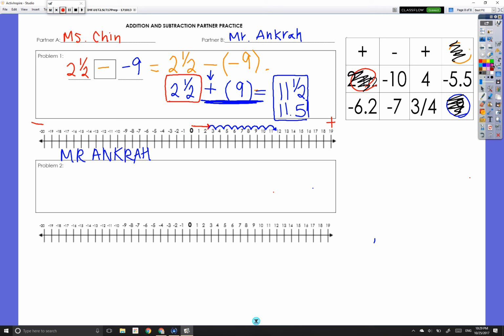Now Mr. Anker gets to decide, oh, well, in this problem I want to use -10. Miss Chin will then decide, oh, in this problem I want to use, I don't know, -5.5, and you guys can decide this time I'll do a plus problem, an addition problem. So you'll do the same process, only this time Mr. Anker would start, so he will start by writing out the -10.